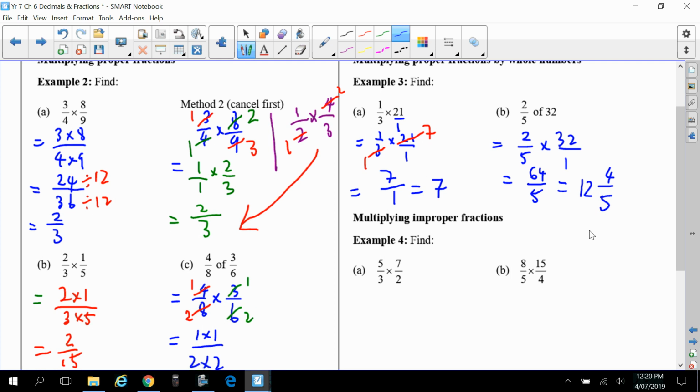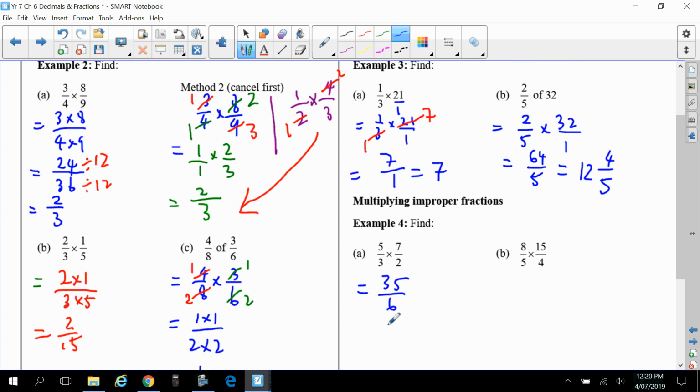Let's move on. Next one, multiply improper fractions. There's a lot of questions. But anyway, let's simplify. 5 times 7, 35. 6, right? Pretty straightforward. And how many 6s into 35? That will be 5. Is it 5? Yeah, 5 and 5 over 6. Yes? All right, next one.